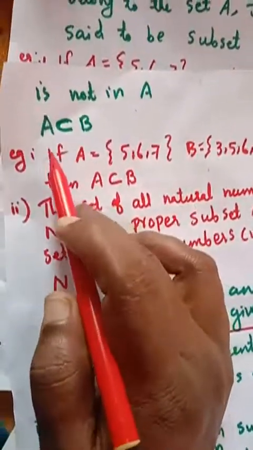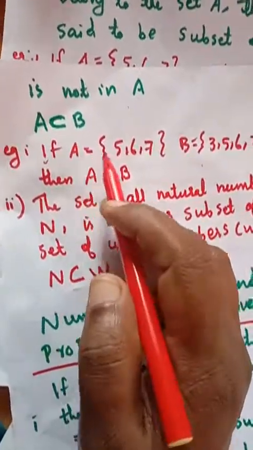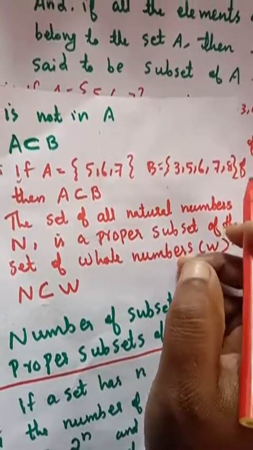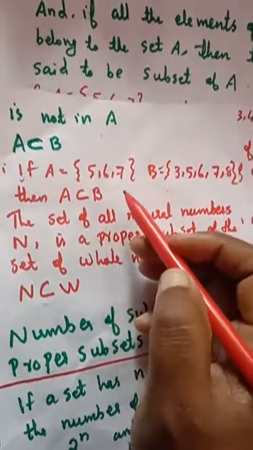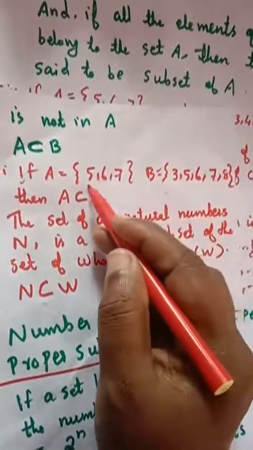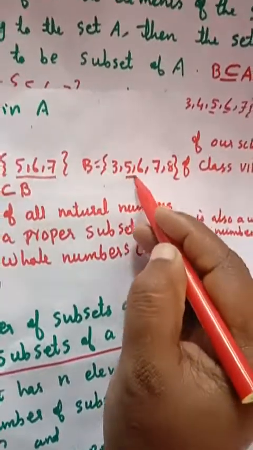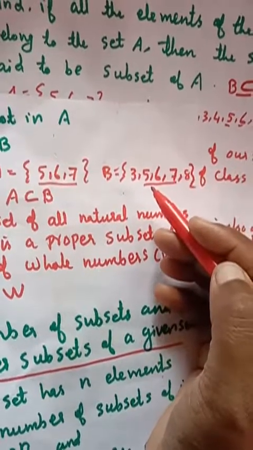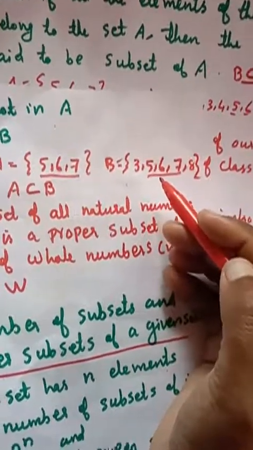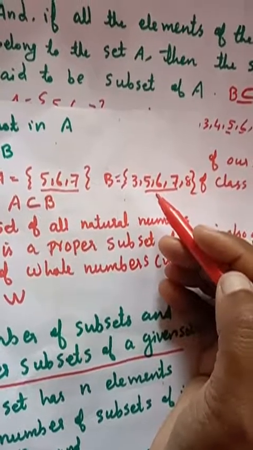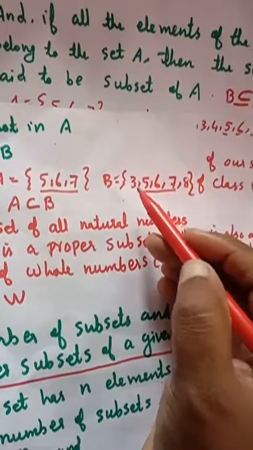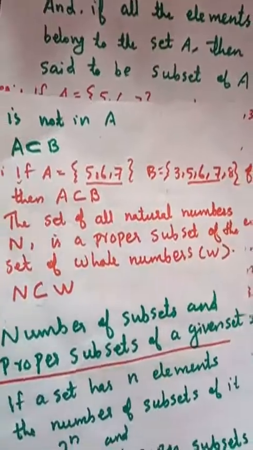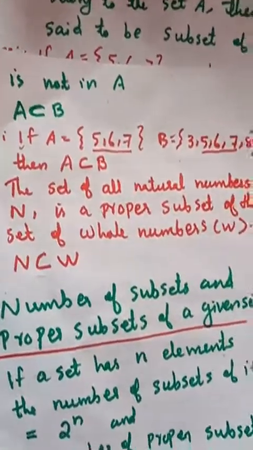Let us look at one example. If A is equal to {5, 6, 7} and B is equal to {3, 5, 6, 7, 8}. We know that A proper subset of B means all the elements of A are in B. Here 5, 6, 7. Here also 5, 6, 7 is there. Then B contains at least one element which is not in A. That is the condition. Here 3 is there and 8 is there. 3 and 8, two elements are there which are not in A. So this is called proper subset.